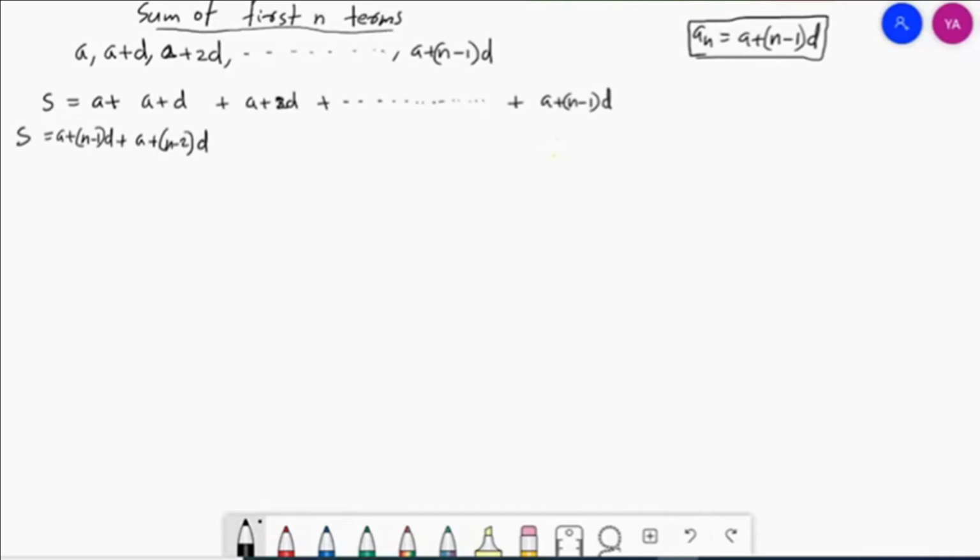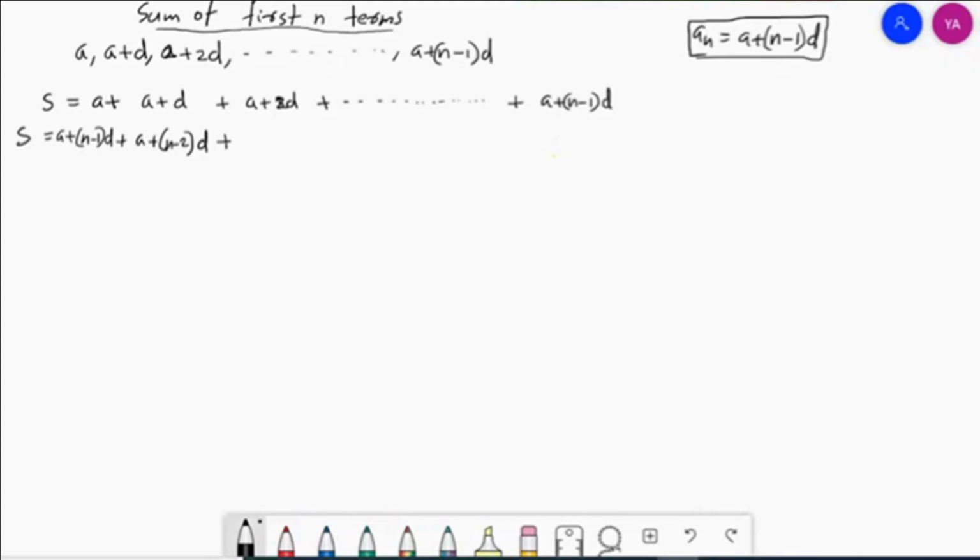Okay. The last term is a plus n minus 1d. So for the term before it, you want to subtract d. When we move from right side to left side in an arithmetic progression, you subtract the common difference. So a plus n minus 1d minus d becomes a plus n minus 2d. Very good.